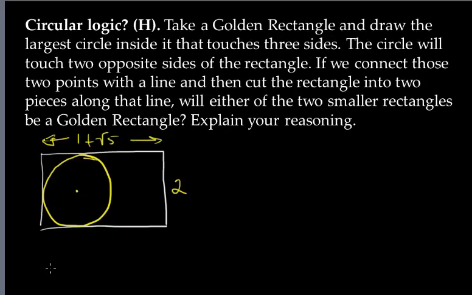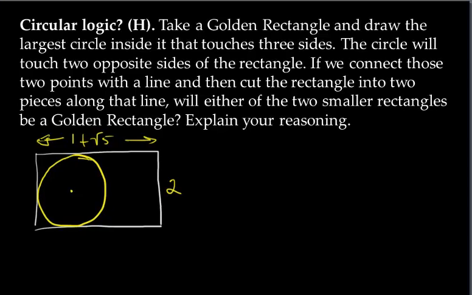And so you can see that I drew the yellow circle touching 3 sides. The circle will touch 2 opposite sides of the rectangle. If we connect those 2 points with a line and then cut the rectangle into 2 pieces along that line. Okay, so let's draw that line. I'll make that line green.